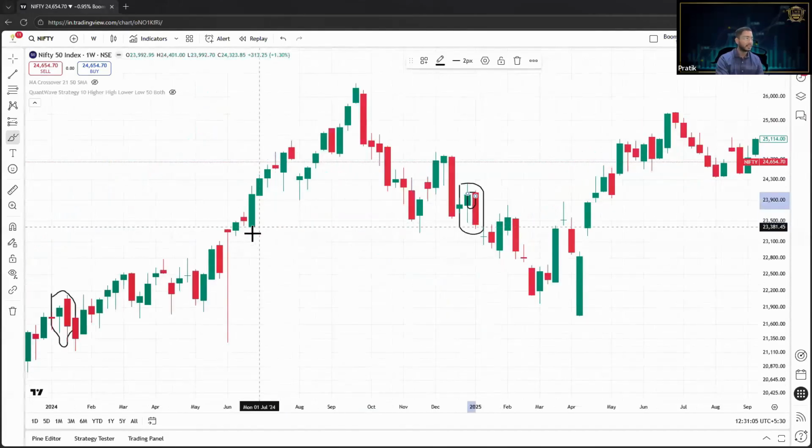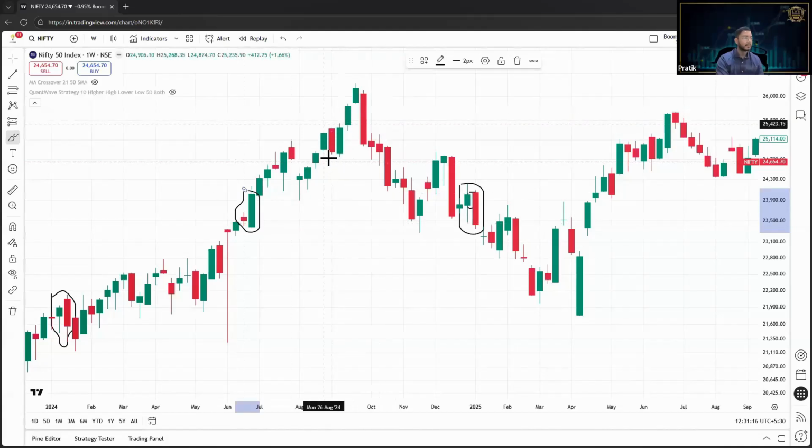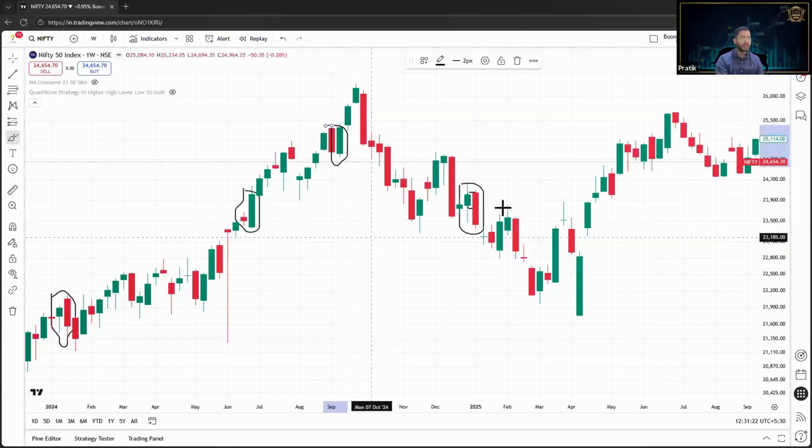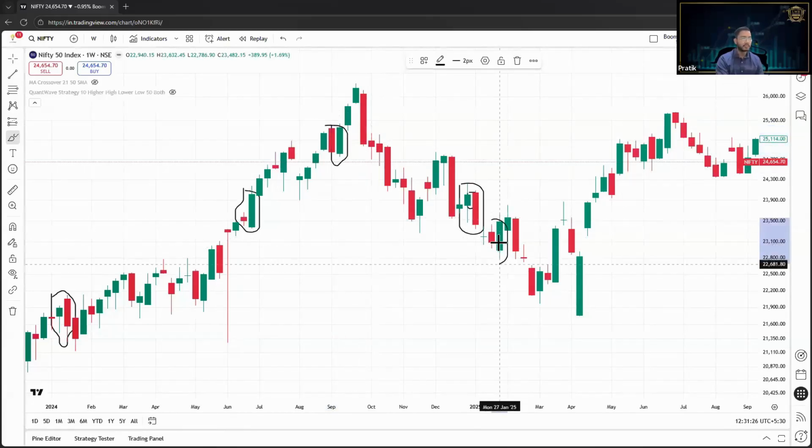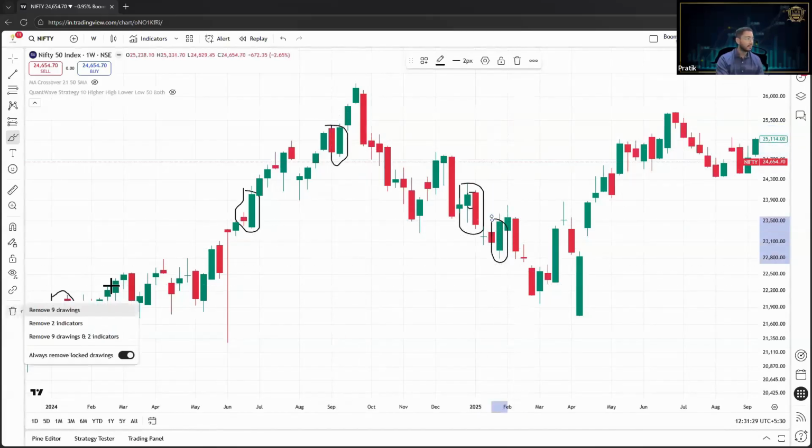This is bullish engulfing. Can you see bullish engulfing, guys? Green body eating up the red body. This is engulfing. Can you see this? The green eating up the red. So yeah, a lot of bullish engulfing here. Bullish engulfing, and so on.